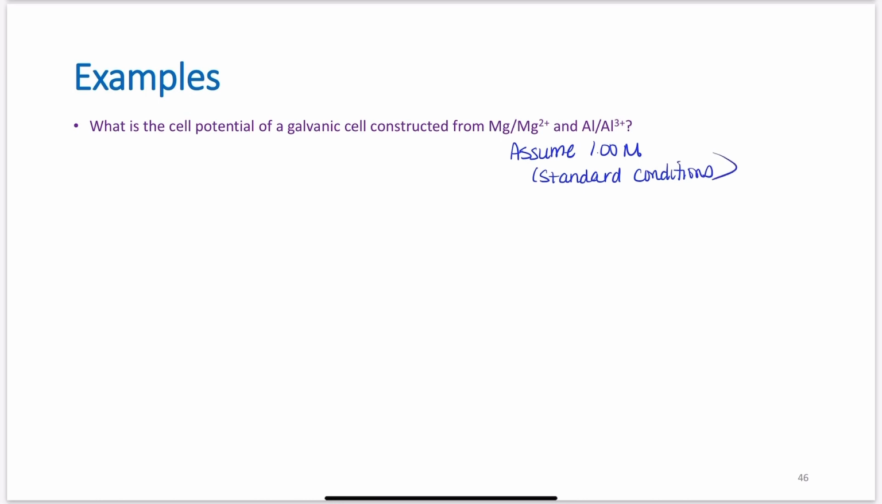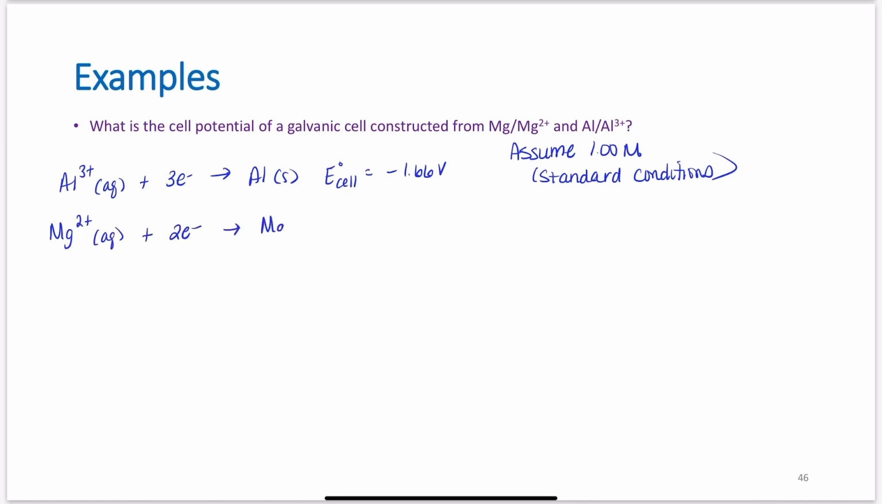So I'm going to look up the two reactions in a table, and I find aluminum 3+, aqueous, plus 3 electrons, giving me aluminum solid. And this has a standard cell potential equal to negative 1.66 volts. And then I have magnesium 2+, aqueous, gaining 2 electrons, giving magnesium solid. And the cell potential here is negative 2.37 volts.